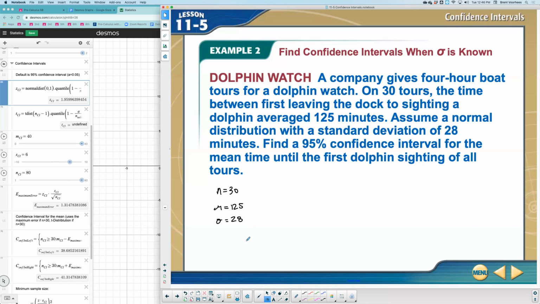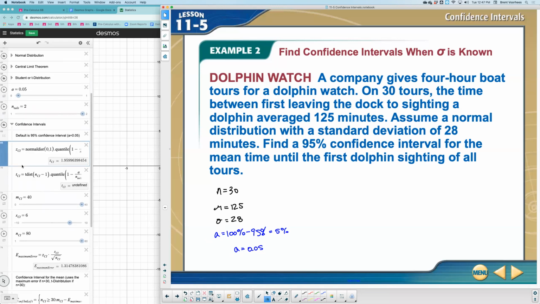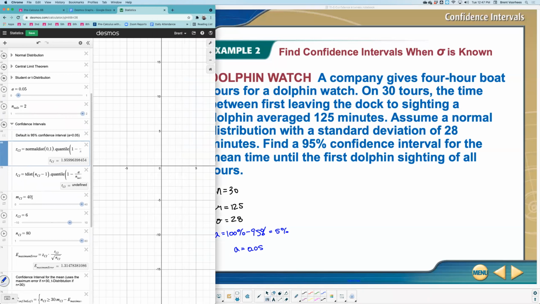And so what I'm going to do is go over here to confidence interval. And since it's 95, A will equal 100% minus that 95%, which is 5%. So A equals 0.05. Okay, so when I come over to my calculator, I'm still going to have A as 0.05, but now I'm saying the mean is 125 minutes. My standard deviation is 28 minutes.